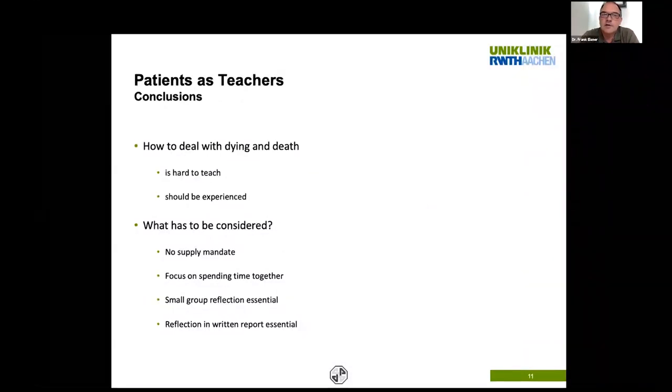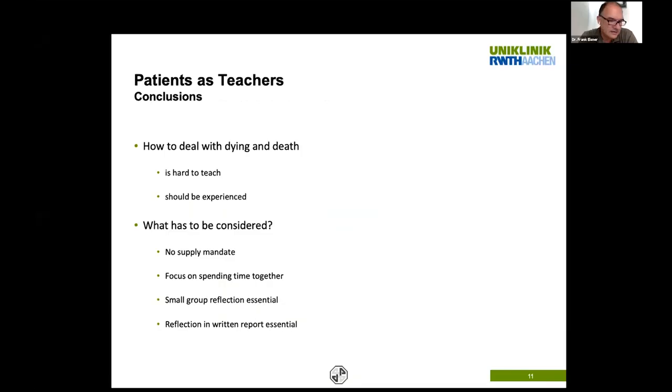And to come to my conclusion, and I think this fits into what Jose said, there are a lot of things these days that you may be able to teach virtually, but there are some things that should be experienced face to face. And I think how to deal with death and dying is hard to teach, and it's definitely hard to teach virtually. I think this should be experienced face to face.